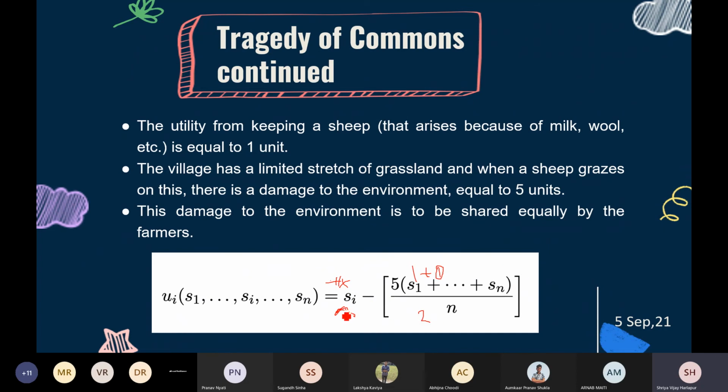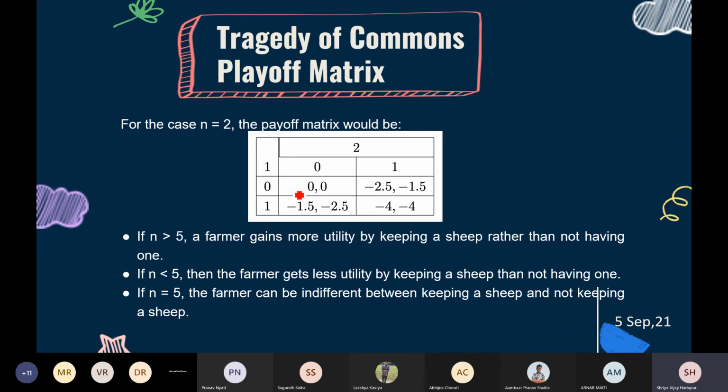The second farmer hasn't kept a sheep, so even though they don't have a sheep, they're still sharing this environmental damage. So their utility is minus 2.5. You can see here, if farmer 1 doesn't keep a sheep and farmer 2 does, farmer 1 has minus 2.5 utility and farmer 2 has minus 1.5 utility. If farmer 1 keeps a sheep and farmer 2 doesn't, again the utilities are reversed.